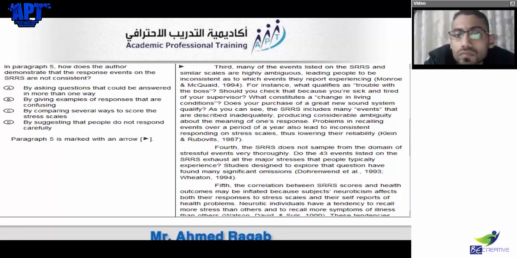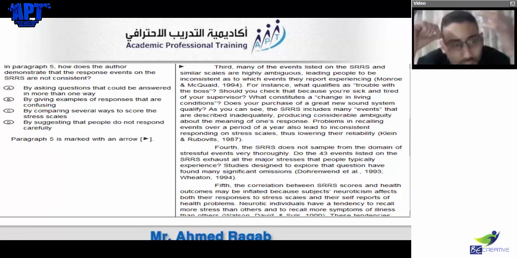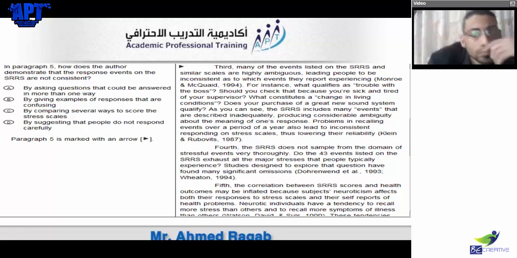Let's read it. By giving examples of responses that are confusing: he didn't give examples to confuse us, so this is not correct. By comparing several ways to score stress rates: that's wrong as well. By suggesting that people do not respond carefully: that's not correct, because he didn't suggest that. So it's A, correct.